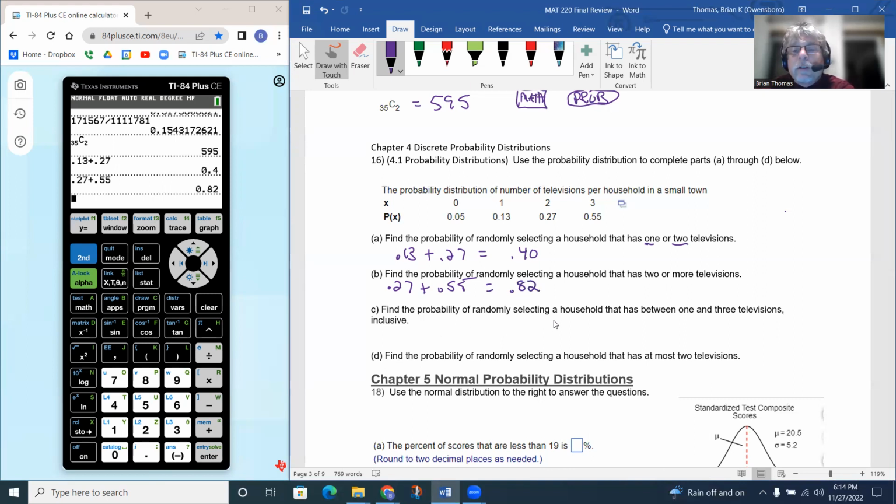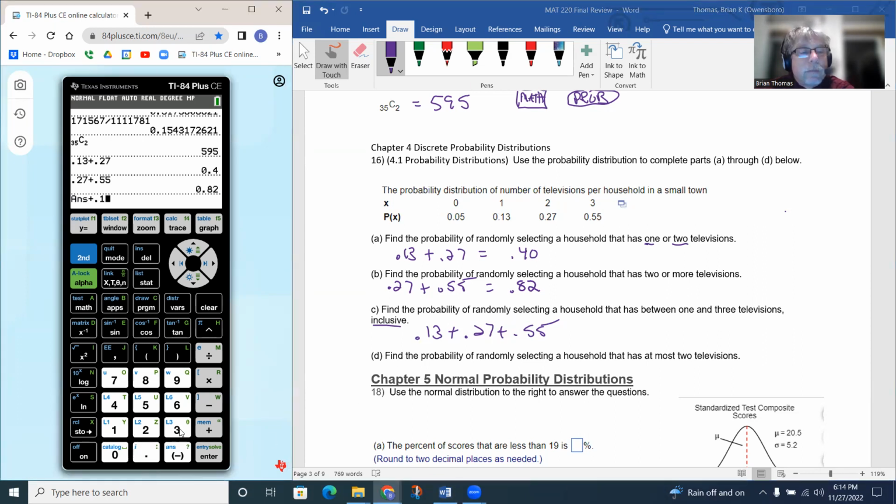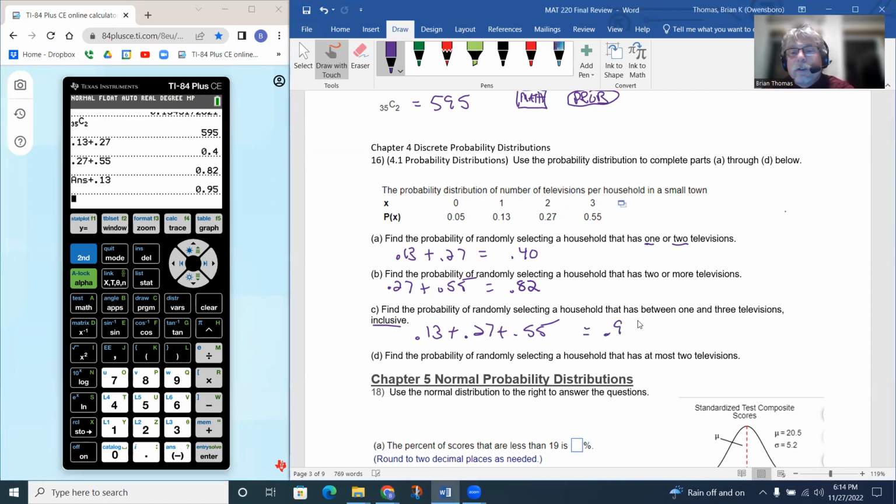Part C: find the probability of randomly selecting a household that has between 1 and 3 televisions inclusive. Inclusive means count the endpoints as well, so this means 1, 2, and 3. We're adding the 0.13 plus the 0.27 plus the 0.55. We've already added the 0.27 and the 0.55 together, so really all I have to do is add the 0.13. That gives me 0.95. So 95% of the households had between 1 and 3 televisions inclusive.